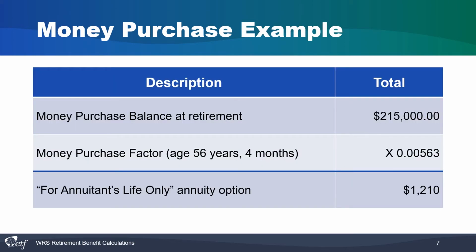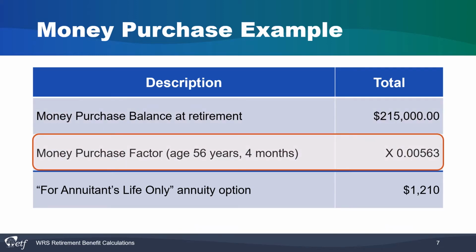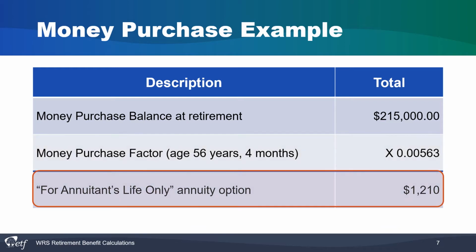Here's an example of a money purchase calculation. The total balance of the core trust fund and variable trust fund equals $215,000, multiplied by the money purchase factor for age 56 years and 4 months, 0.00563, which equals $1,210 for the annuitant's life only annuity option.